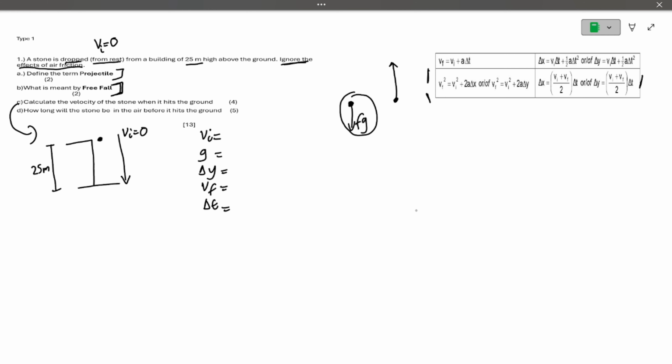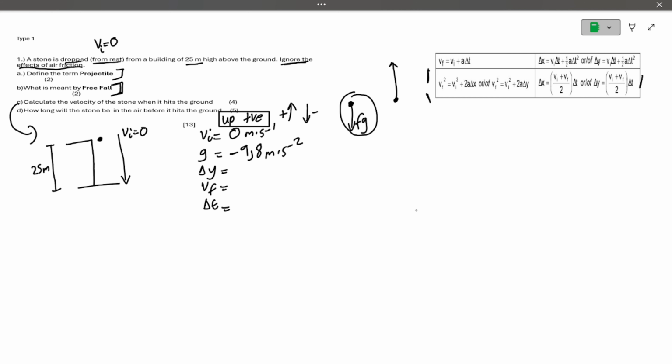Let's first choose direction. Maybe up is positive. Why do we choose direction? So that when we get a sign in our answer, we use it to determine the direction in which our object is moving. So initial velocity is 0 because the object is from rest, in meters per second. And then gravitational acceleration: if up is positive, it means down is negative. Gravitational acceleration is always down, towards the center of the earth. So it's negative, a constant 9.8 meters per second squared.